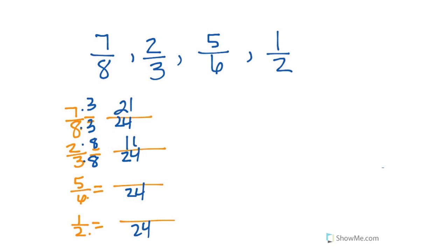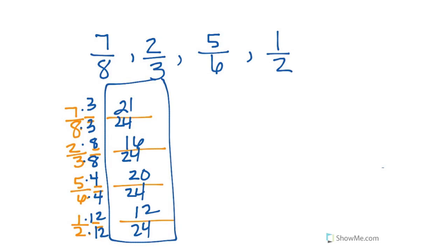2 times 8 is 16. 6 times 4 is 24. What you do to the bottom, you must do to the top. 5 times 4 is 20. 2 times 12 is 24. What you do to the bottom, you must do to the top. 1 times 12 is 12.